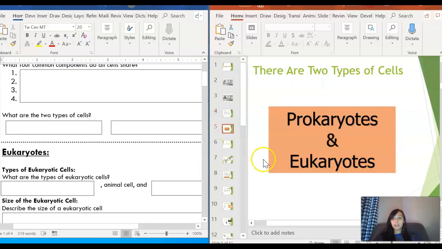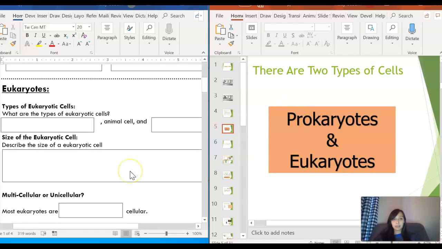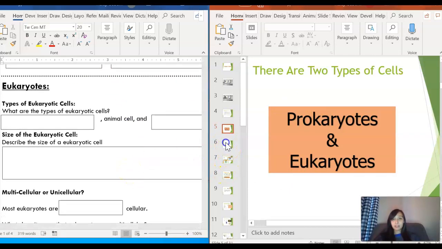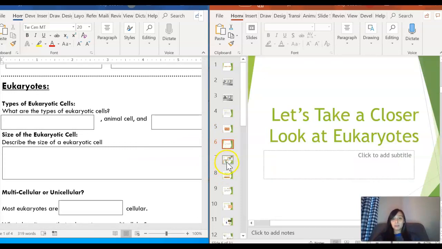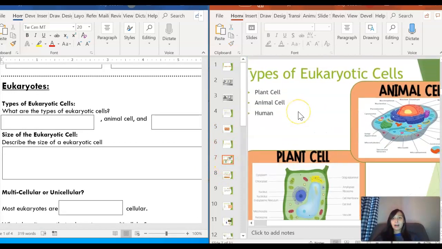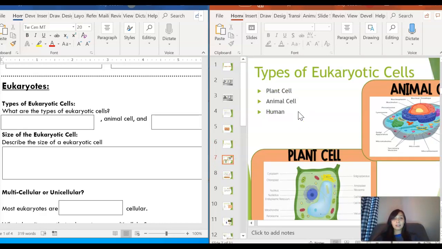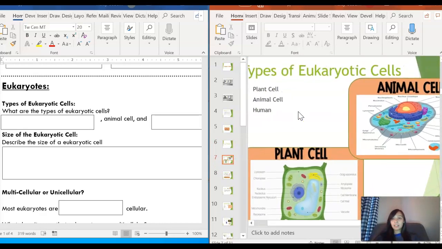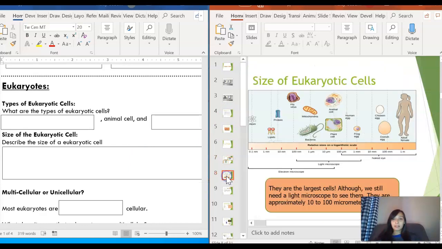So what are the 2 types of cells? They are prokaryotes and eukaryotes. Prokaryotes and eukaryotes. And that's what will go right here, pro and eu. So let's dive in a little more and talk about our eukaryotes. Our types of eukaryotic cells are plant cells, animal cells, and humans.